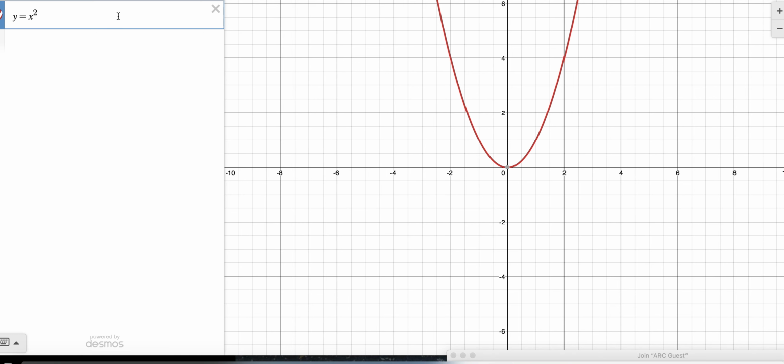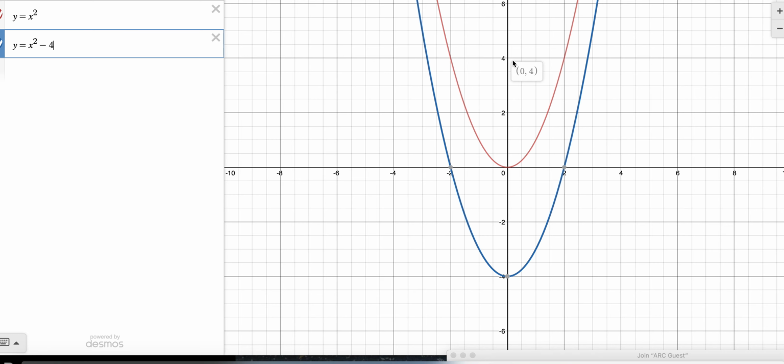Let's take a look at some different translations first and see how they affect it. Let's see how it changes if I add a value to it. The blue is my new parabola, and its vertex is at 0, 4, which means it moved up 4 units. Let's try subtraction. If I subtract 4, here's my original equation, and it moved down 4. So when you're adding or subtracting to the end of an equation, it will shift you up or down.